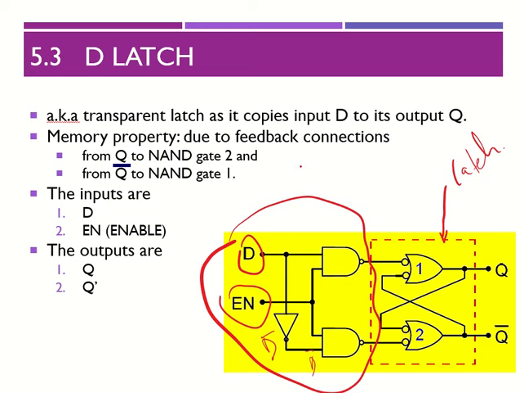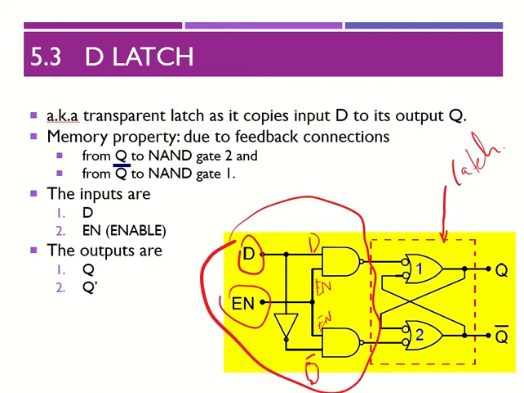So your D bar is going here, your D is going here, and your enable is going here. Your enable is over here, and your enable is over here. The output of this will go directly to this particular part. So here the enable will work as a controller for the input.